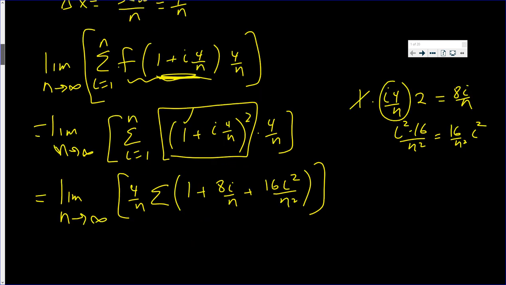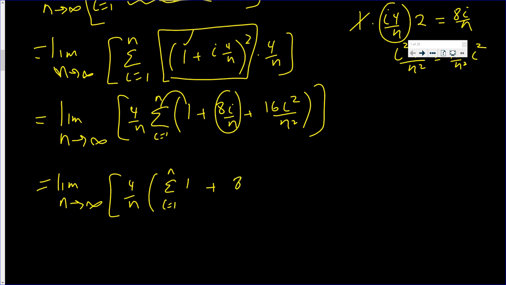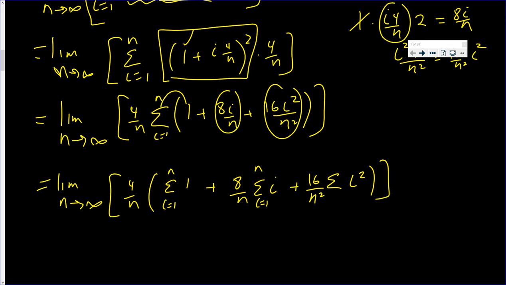And then we invoke the distributive property of sigma. 4 over n, this i goes from 1 to n. We can take the summation of 1 as i goes from 1 to n plus the summation of that. But I can pull out the constant 8 over n, I just have the summation of i as it goes from 1 to n, plus the summation of that. But in front of the summation, I can pull out 16 over n squared and just take the summation of i squared.